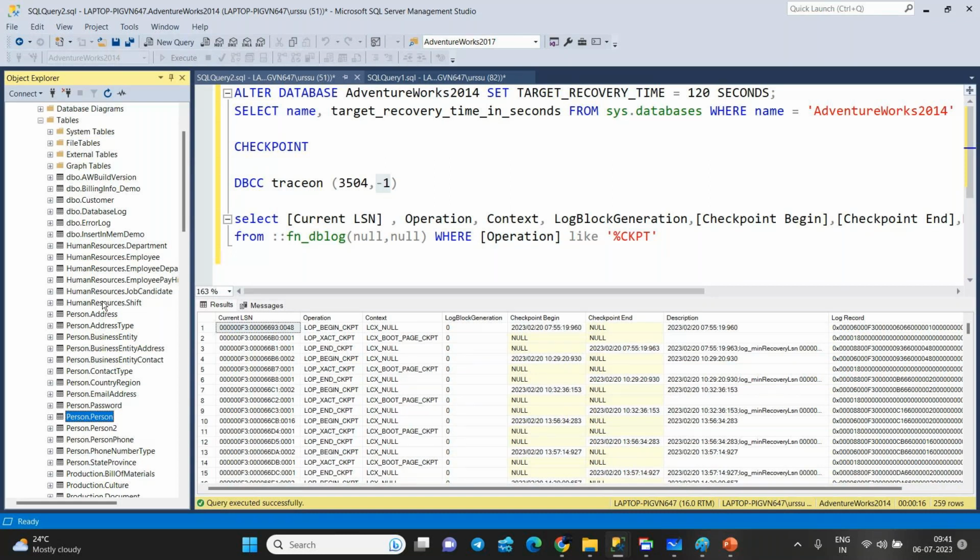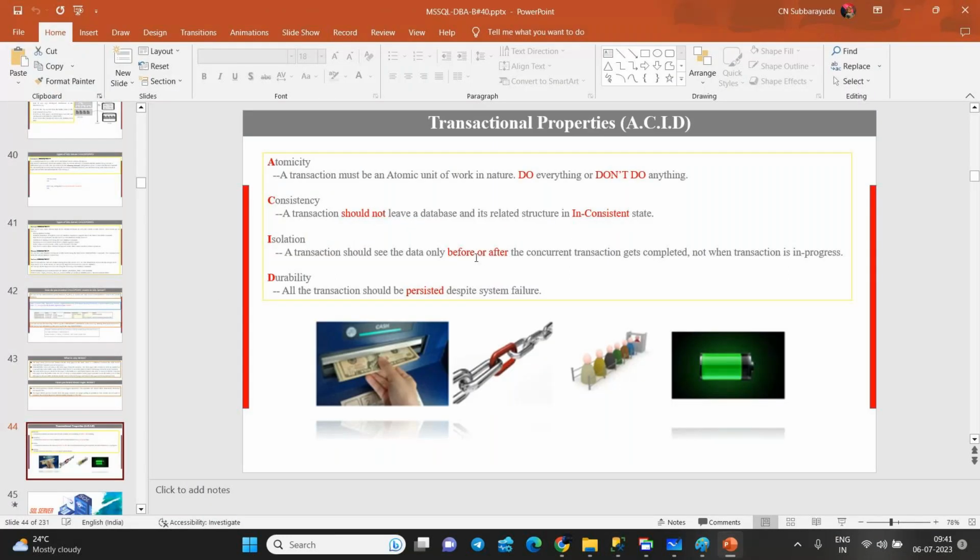Make a note, sir. Isolation level is nothing but independence. I will come back to this with all the demos. Durability. Durability means protecting the data, sir.